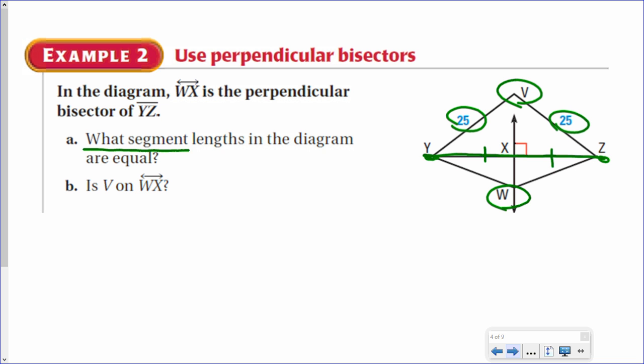What segment lengths in the diagram are equal? YX is congruent to XZ. The second set, YV is congruent to VZ. And the last set, YW is congruent to WZ. Part B, is V on WX? Yes, because we have the perpendicular bisector drawn.